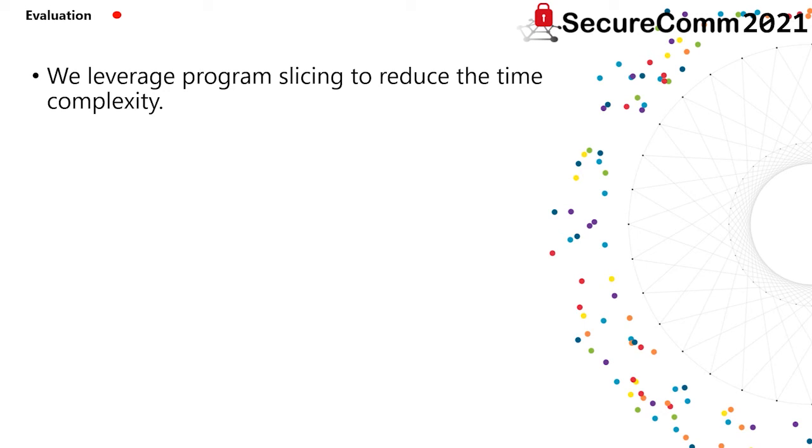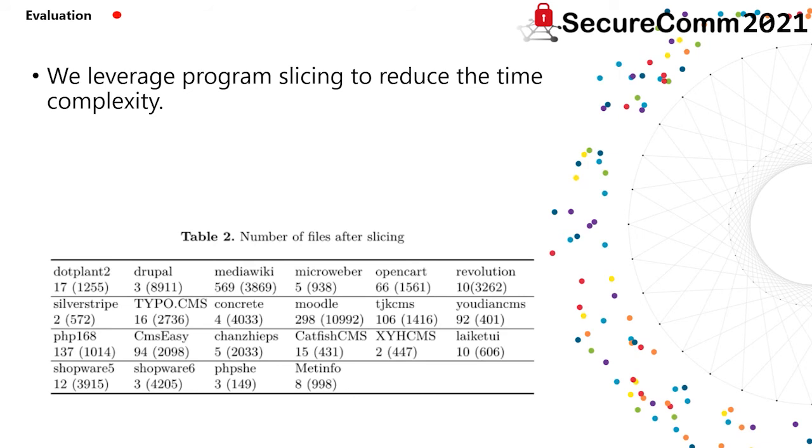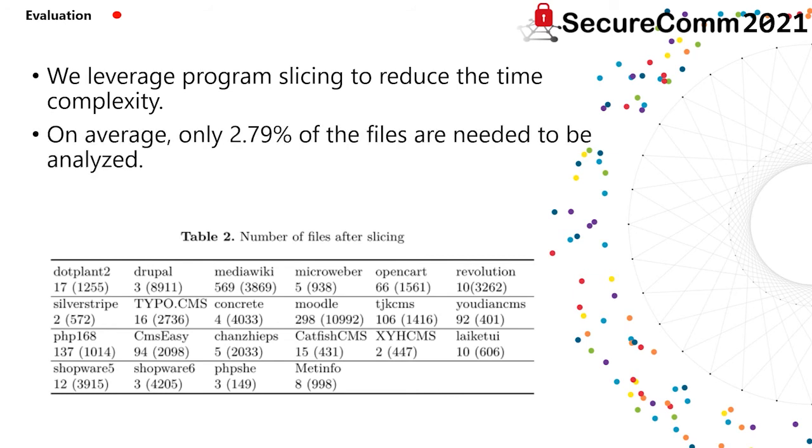After program slicing, we sharply reduced the number of files to be analyzed. Table 2 shows the results of program slicing. Each CMS corresponds to a set of numbers. The numbers in parentheses are the number of all files, and the numbers outside the parentheses are the number of files selected after slicing. On average, only 2.79% of the files need to be analyzed.